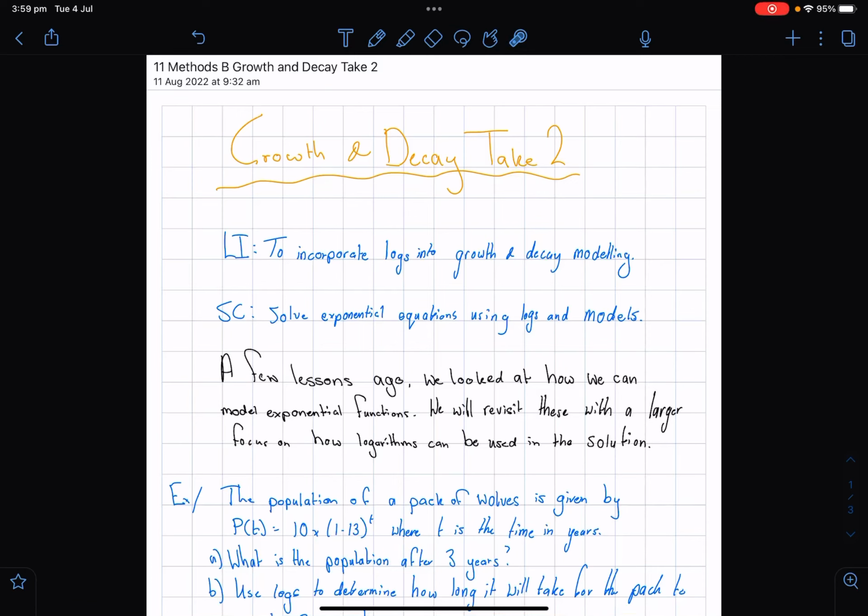G'day team, and welcome back to yet another video on logs and exponentials, growth and decay. Together today we're going to look at how we're going to incorporate logs and natural logs into our growth and decay modeling that we looked at a few videos back.